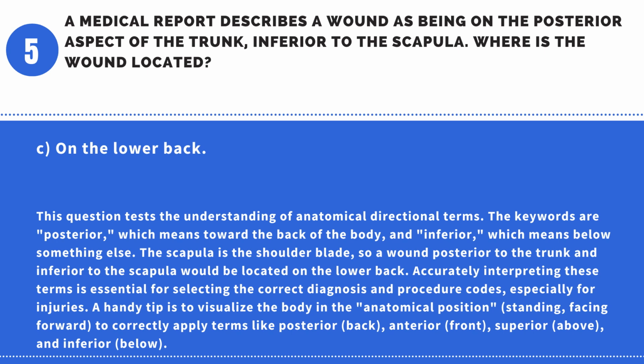Accurately interpreting these terms is essential for selecting the correct diagnosis and procedure codes, especially for injuries. A handy tip is to visualize the body in the anatomical position, standing, facing forward, to correctly apply terms like posterior, back, anterior, front, superior, above, and inferior, below.